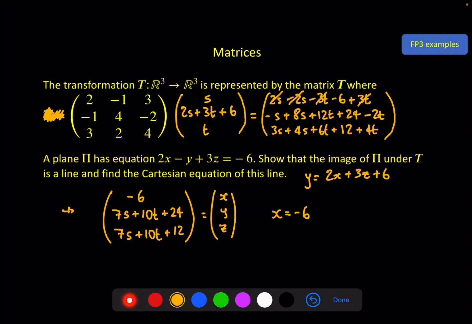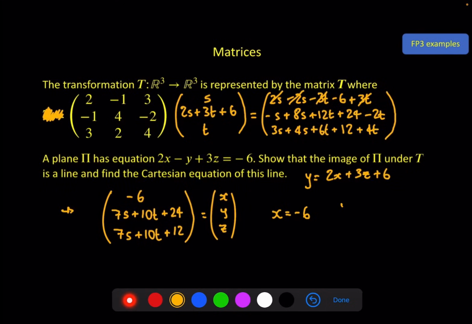But we also need some connection between y and z to get that line equation. To do that, I note that y is equal to 7s plus 10t plus 24, and z is equal to 7s plus 10t plus 12. And this is a nice question because I can relate these now simply by subtracting one from the other, and I get 12.